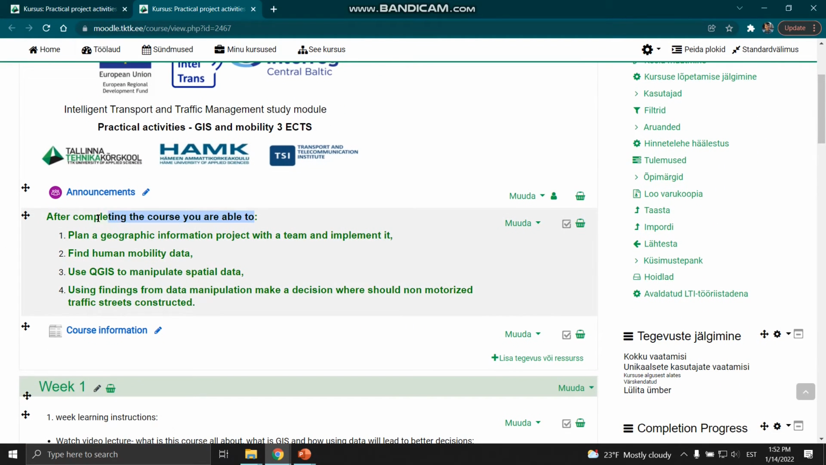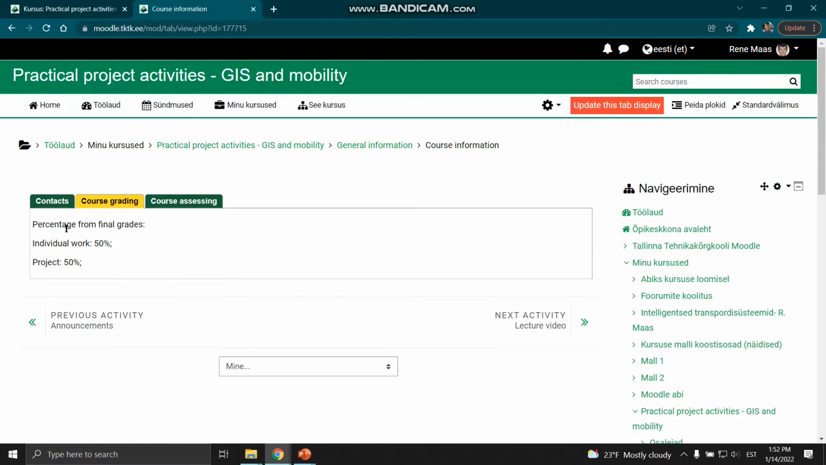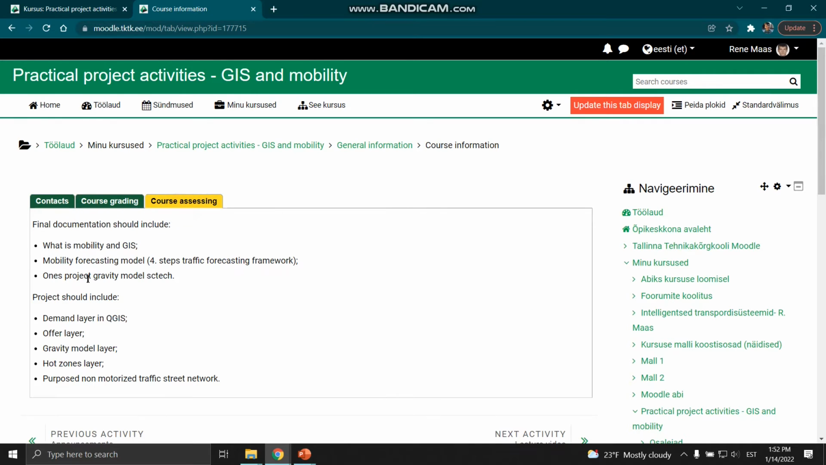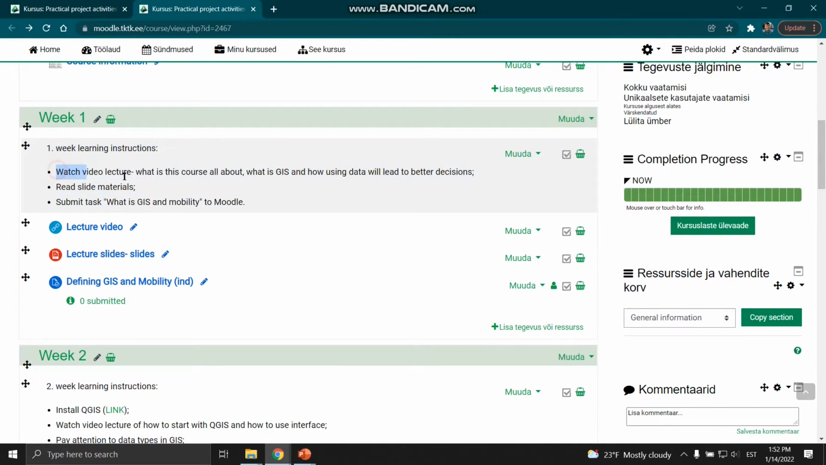Here we have little goals, what you are able to do after completing the course. Here you see the course information. This is my name and contact. Here you see how I will create the course and what I will assess during the course. So every week, please start by reading the week's learning instructions first. Do this step by step, and I hope you are fine. When you have questions, please contact me.